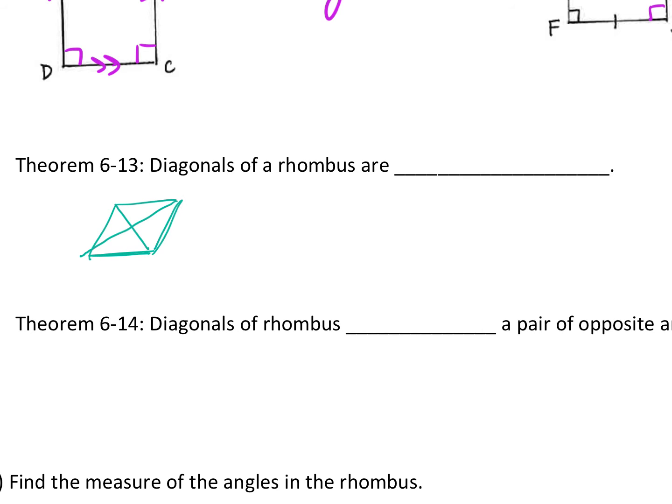Let's say this is our rhombus. Any insights as to what might be true about those diagonals? We know they bisect each other, okay, because it is a parallelogram, right? So we do know they bisect each other because everything about a parallelogram is true about this figure. Would you say they are congruent?